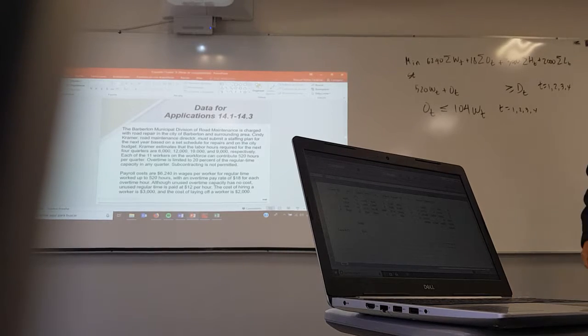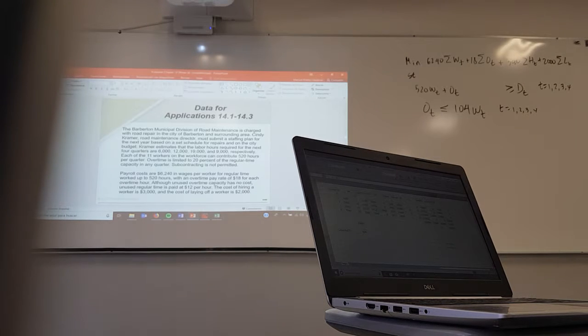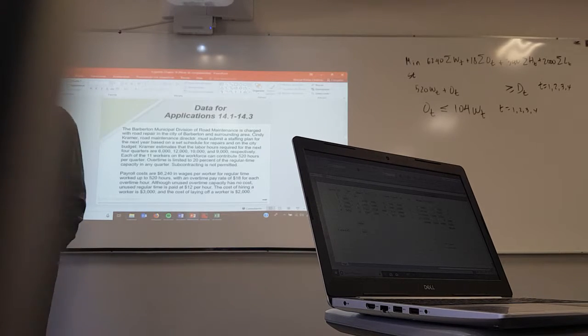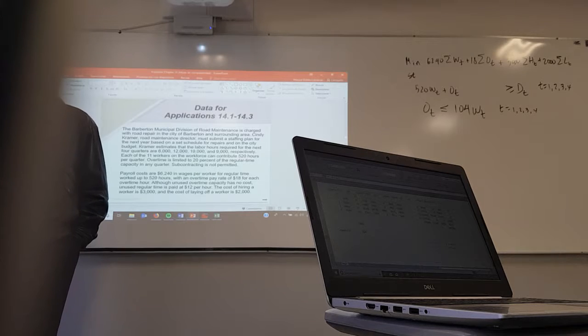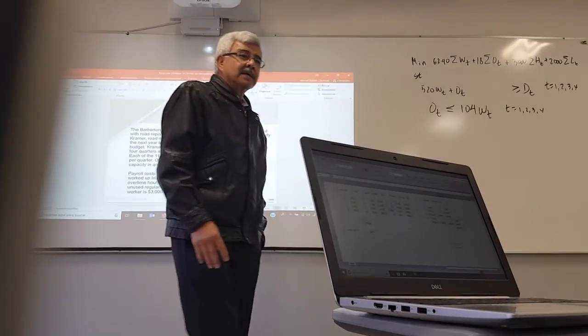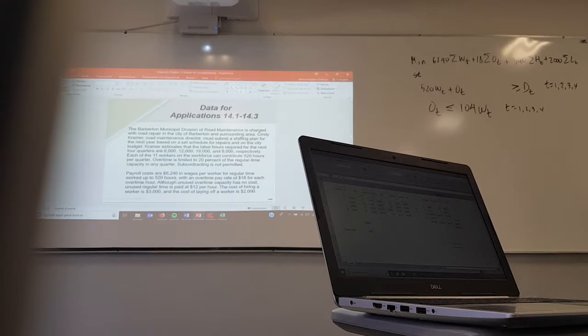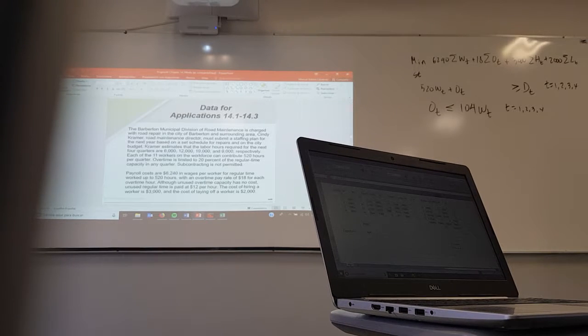Do you see any other constraints in here? I guess you are not going to see this constraint, but it's there. When it says subcontracting is not permitted, there's a constraint, meaning ST equals 0. What about the workers? Like what we did in Excel, we need to be concerned about the workers. You're right.